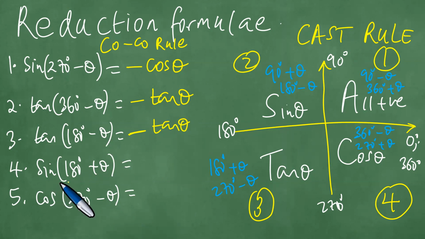If you're dealing with the sine of 180 degrees plus theta, what answer do we get? Negative sine theta. Yes, good. Now 180 degrees plus theta is in the third quadrant, and only the tan is positive, and therefore the sine here is going to be negative. And you only copy the sine and the theta.